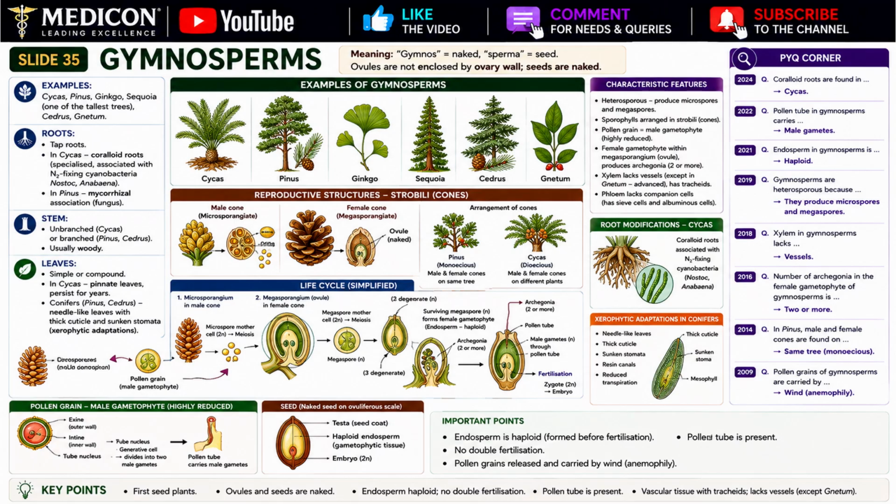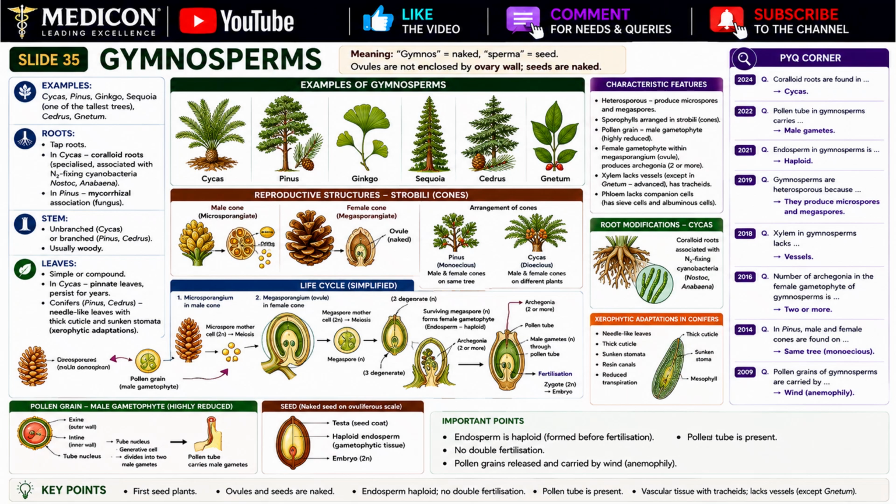Root modification: Cycas has coralloid roots associated with nitrogen fixing bacteria, that is cyanobacteria. That is a root modification. Xerophytic adaptations in the conifers: needle-like leaves, thick cuticle, sunken stomata, resin canals and reduced transpiration are the xerophytic adaptations in the conifers. Previous year questions can be seen here.